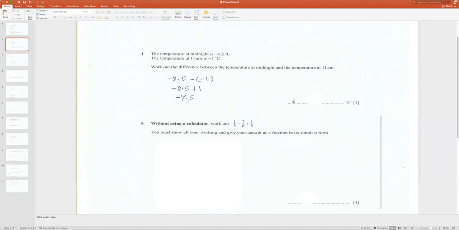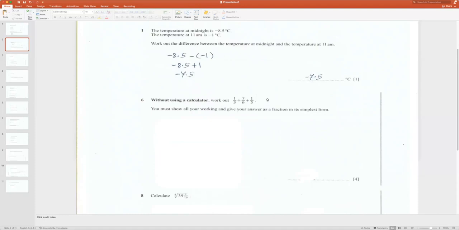Minus 7.5 is coming. Without using a calculator, work out this. You must show all your work and give your answer as a fraction in its simplest form. We have to use BIDMAS or BODMAS here. So this division is the first operation. Division we make multiplication, then the reciprocal comes. First we do the division, so we are doing this part first. Then 3 times 1, 3 times 2. So 2 times 1 is 2 and 7 times 1 is 7.